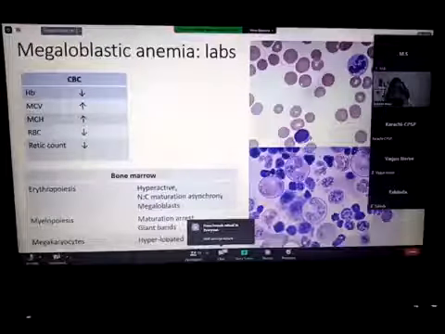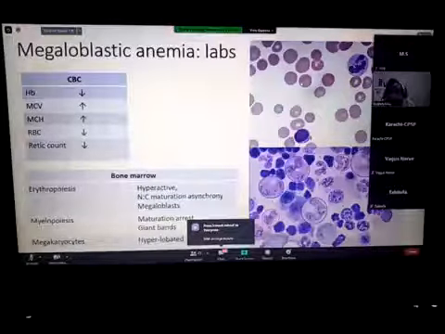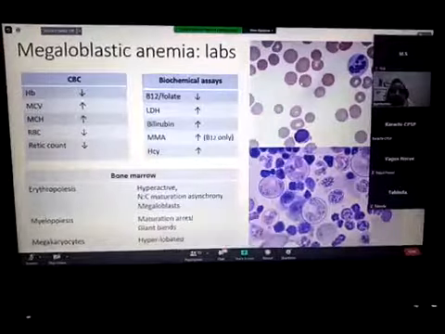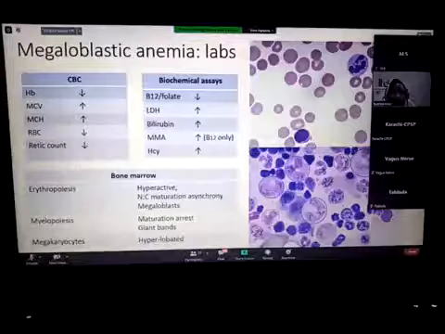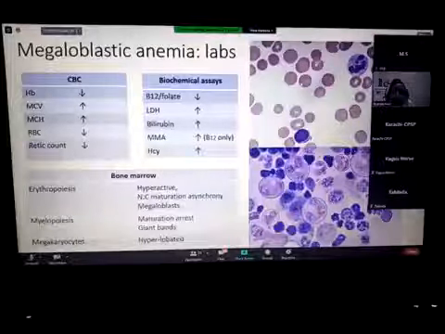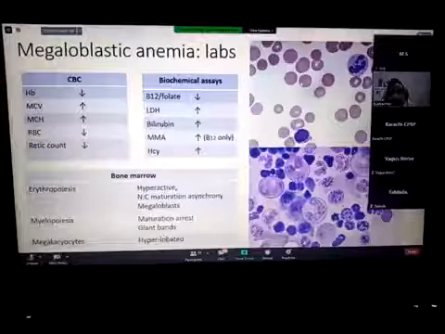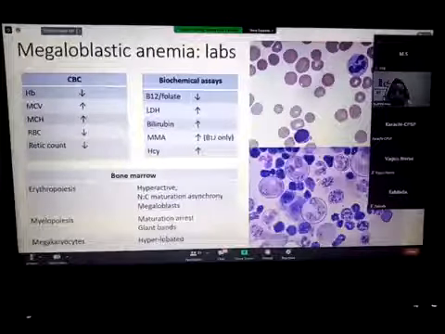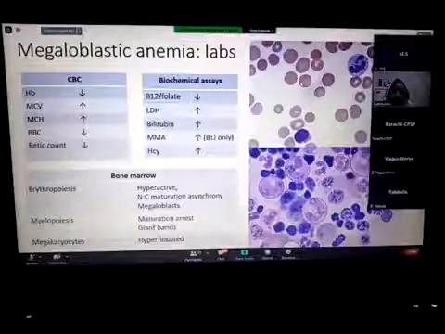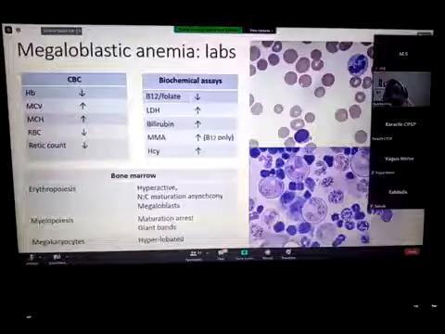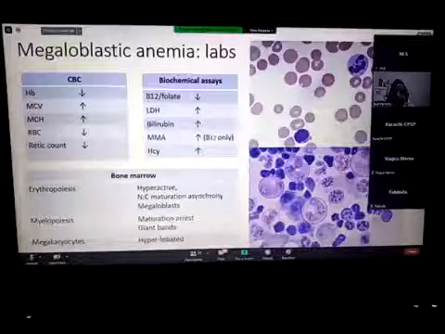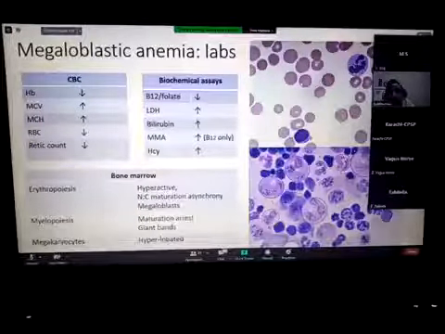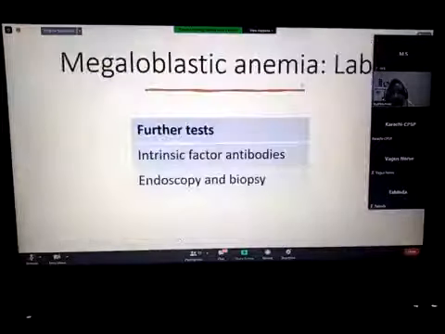They become very large. That's why the name is megaloblast, because the erythroblast looks very large in size because they're not dividing. And then you need to do the biochemical assays. B12, folate, they will be low. LDH and bilirubin will be high because the patient has a mild degree of hemolysis as well because of ineffective erythropoiesis. And the various analytes that are related to metabolism of vitamin B12 will also be increased, like homocysteine will increase, and methylmalonic acid will be increased in case of B12 only.